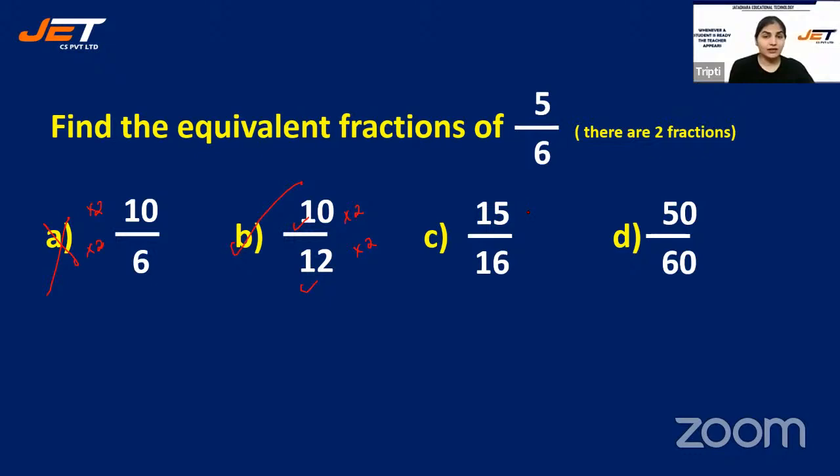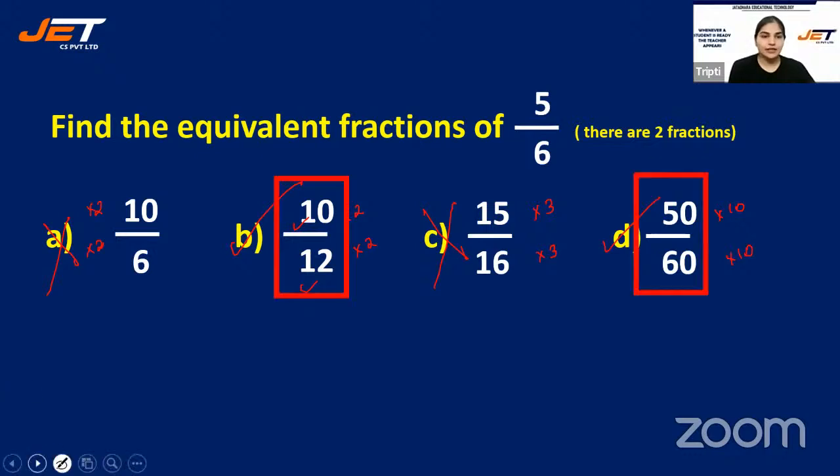To get 15, I need to do it as 5 times 3. 5 times 3 is 15. So I have to do 6 times 3 also, but 6 times 3 is 18. So this is not the right answer. To get 50, I need to multiply it by 10 and denominator also by 10. Yeah, so 5 times 10 is 50, 6 times 10 is 60. This is also another equivalent fraction. These are the two correct answers.